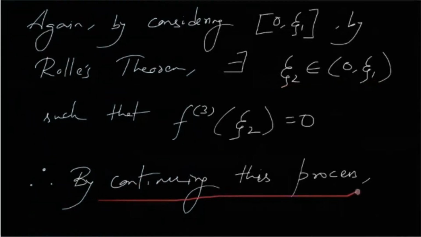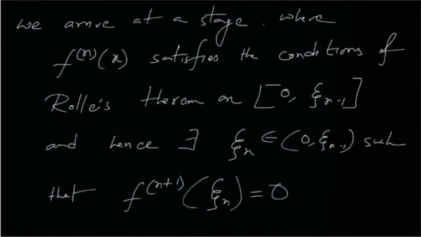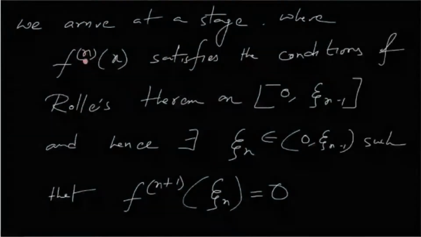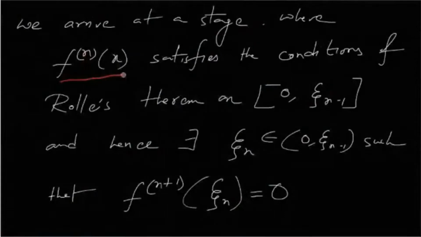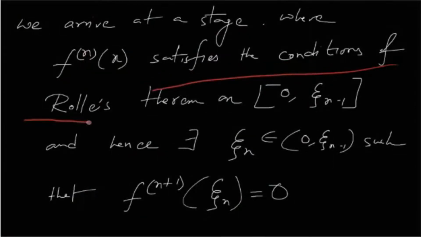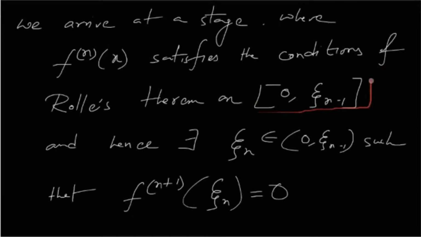By continuing this process, we arrive at some stage where the function fn, the nth derivative of f, also satisfies the conditions of Rolle's theorem on the closed interval [0, xi n minus 1]. We get a sequence xi naught, xi1, xi2, and so on up to xi n minus 1. And by the conclusion of Rolle's theorem, there exists some xi n between 0 and xi n minus 1 such that f n plus 1, the (n+1)th derivative of f at the point xi n, is 0.